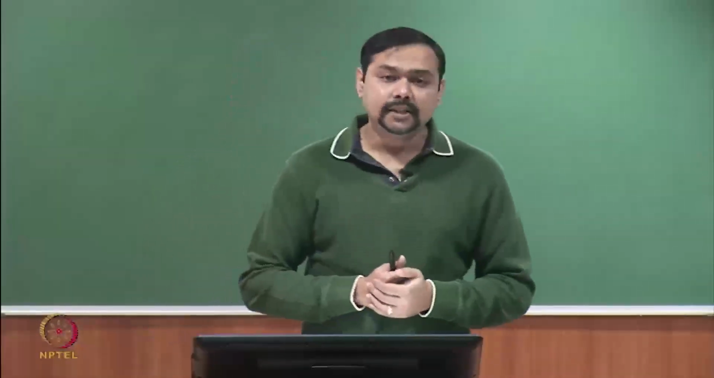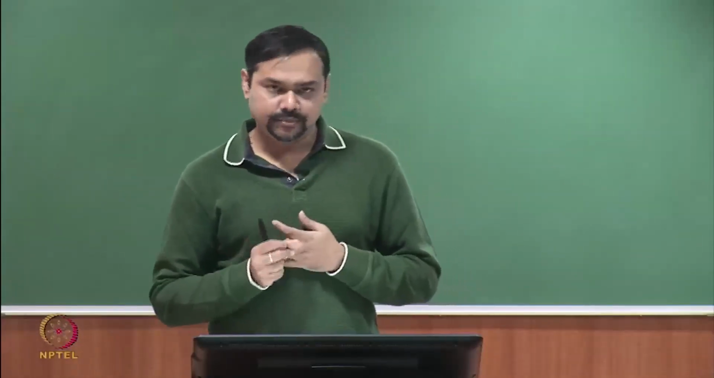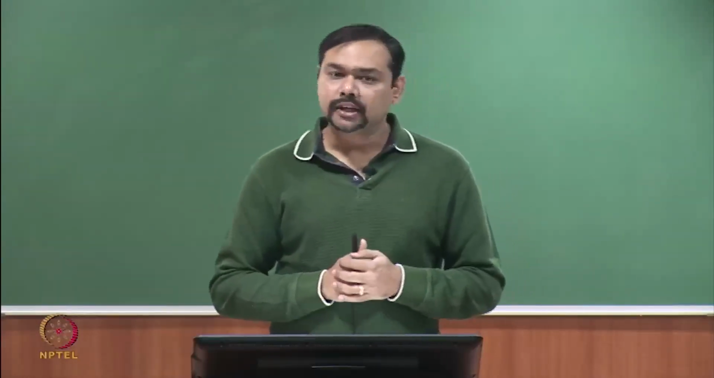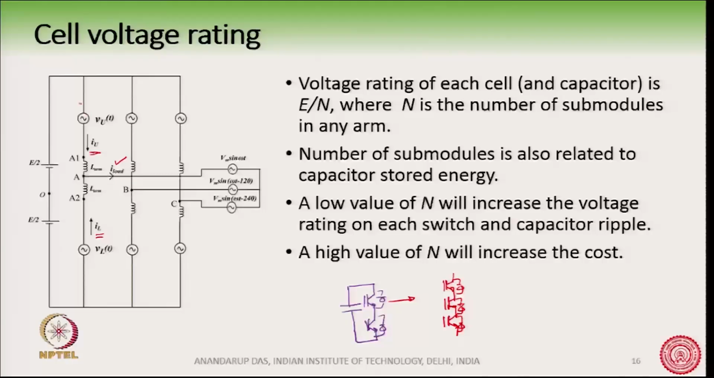Now, why is there a DC component? As I told you, IU and IL have not only an AC component, but also a DC component. Why DC? This is where this converter is unique. Why is there a DC component? If you see how we have made this upper arm and lower arm, remember that these two voltage sources are made up of capacitors.